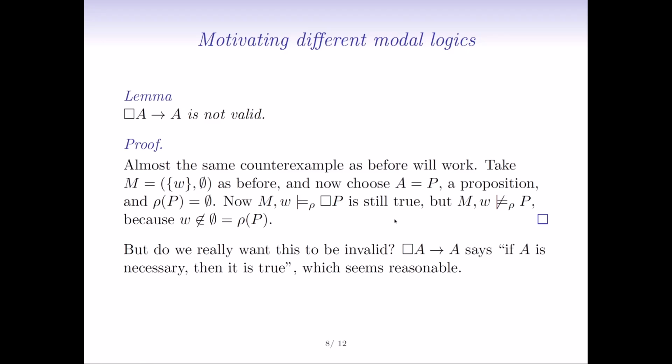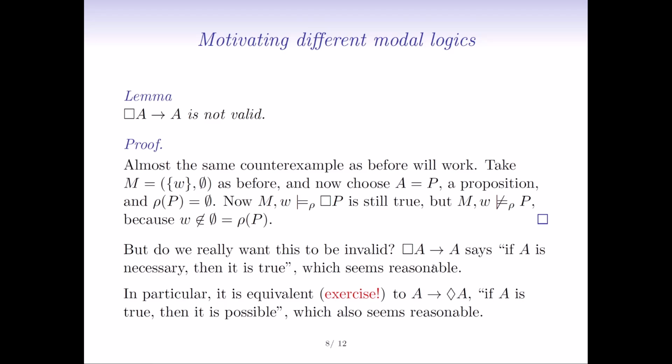On the other hand, you can say, well, okay, it's not valid, but it does seem like maybe it should be, under a lot of philosophical readings of the formula. Box A says that A is somehow necessary. So one way of reading box A implies A is that if A is necessary, then it is also true. And that does not seem a completely unreasonable thing to want to have in your logic. But as a matter of fact, the way we've defined things, it is not true. But you might think, well, maybe it should be true.